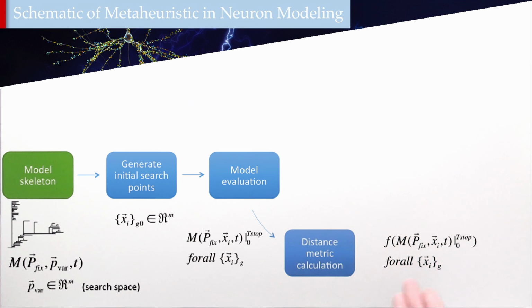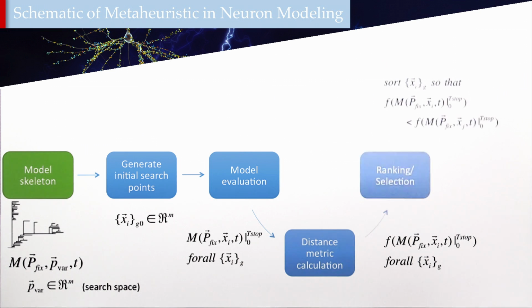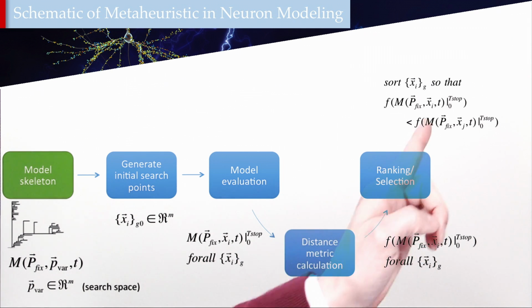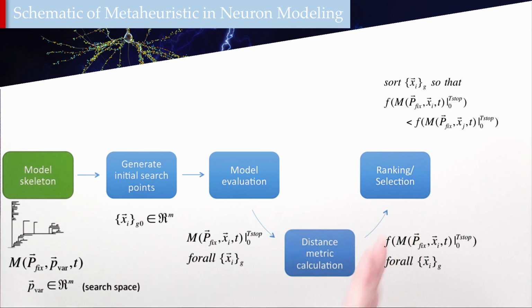So you calculate a function of the response of the neuron, and that should then allow you to sort that one parameter point is better than another one. So you can create a ranking between the different points you originally started out with sampling.